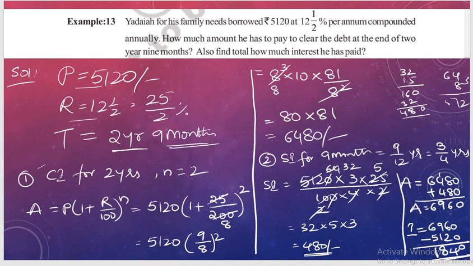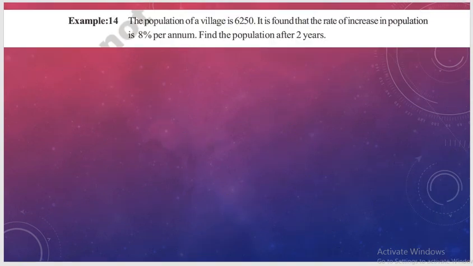Okay, so this is nothing but example number 13. In this particular example, whenever you have incomplete years, you cannot directly apply compound interest. You can apply compound interest only for the completed years. For the remaining months we need to apply simple interest, and that simple interest we need to add to the given amount. Okay, next moving on to example number 14.